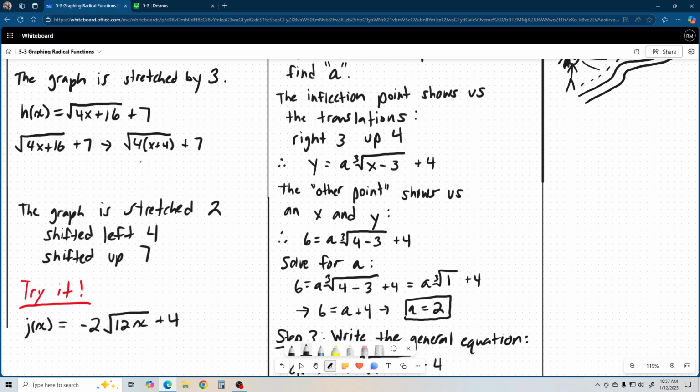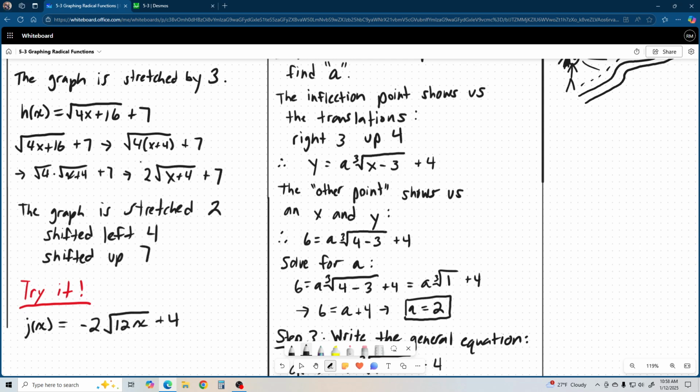All right, so now, because I have two things multiplied by each other, this is 4 times x plus 4, I can take the square root of each of them individually, right? So this will turn into the square root of 4 times the square root of x plus 4, and then all of this just plus 7. And now the square root of 4 is just 2, right? So this will actually give us 2 times the square root of x plus 4, plus 7.